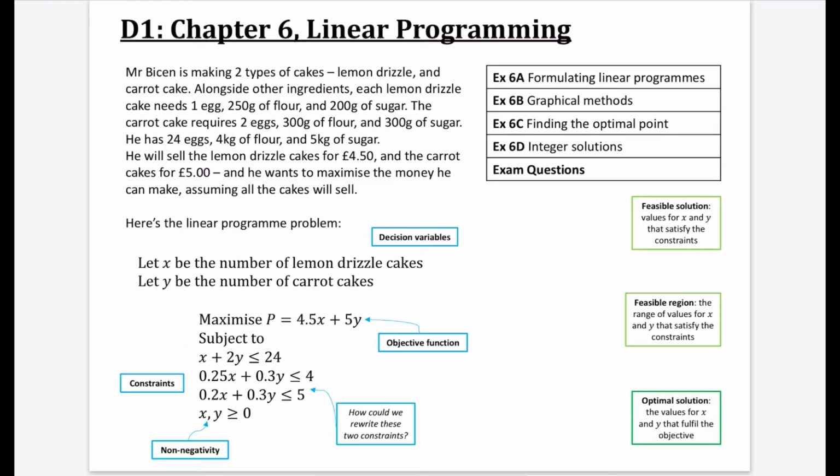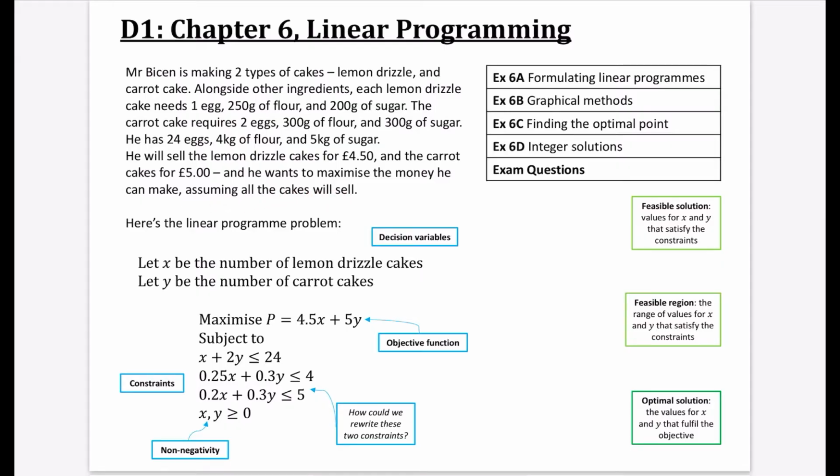But the gist of linear programming is trying to maximize or minimize something with lots of constraints that might be happening. And here is the example that I'm going to go for. So first of all, I've said that Mr. Bison is making two types of cake, lemon drizzle and carrot cake. Alongside other ingredients, each lemon drizzle cake needs 1 egg, 250 grams of flour, and 200 grams of sugar. The carrot cake requires 2 eggs, 300 grams of flour, and 300 grams of sugar. He has 24 eggs, 4 kilograms of flour, and 5 kilograms of sugar. He will sell the lemon drizzle cakes for £4.50 and the carrot cakes for £5. And he wants to maximise the money that he can make, assuming all the cakes will sell.